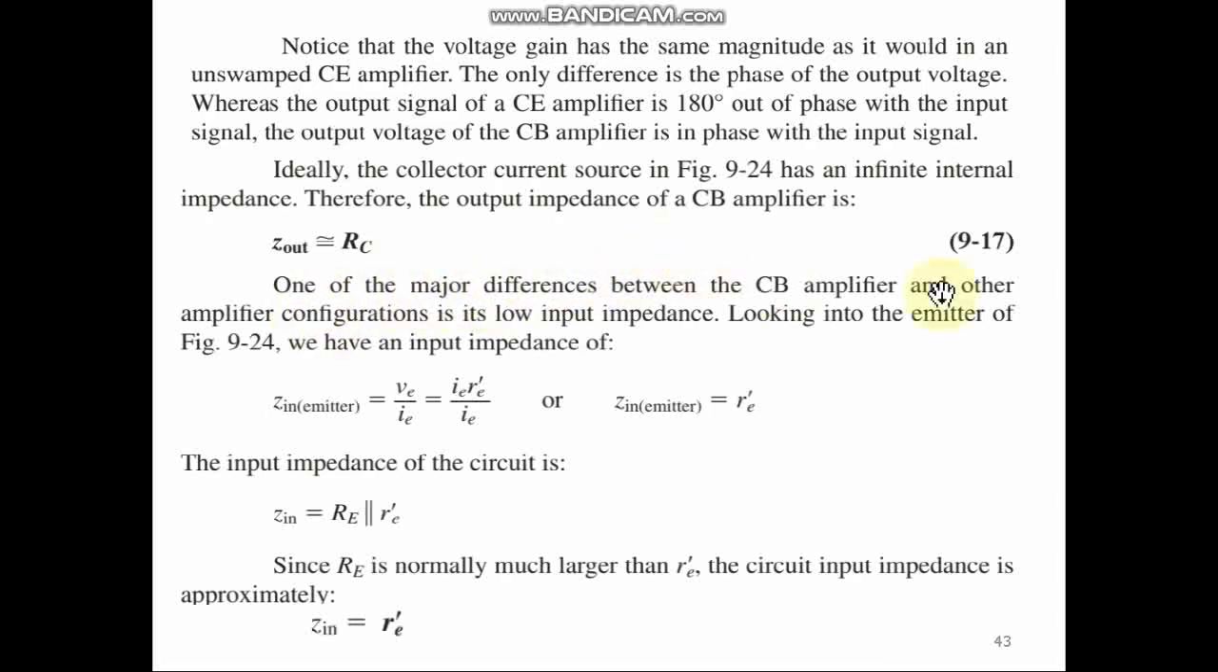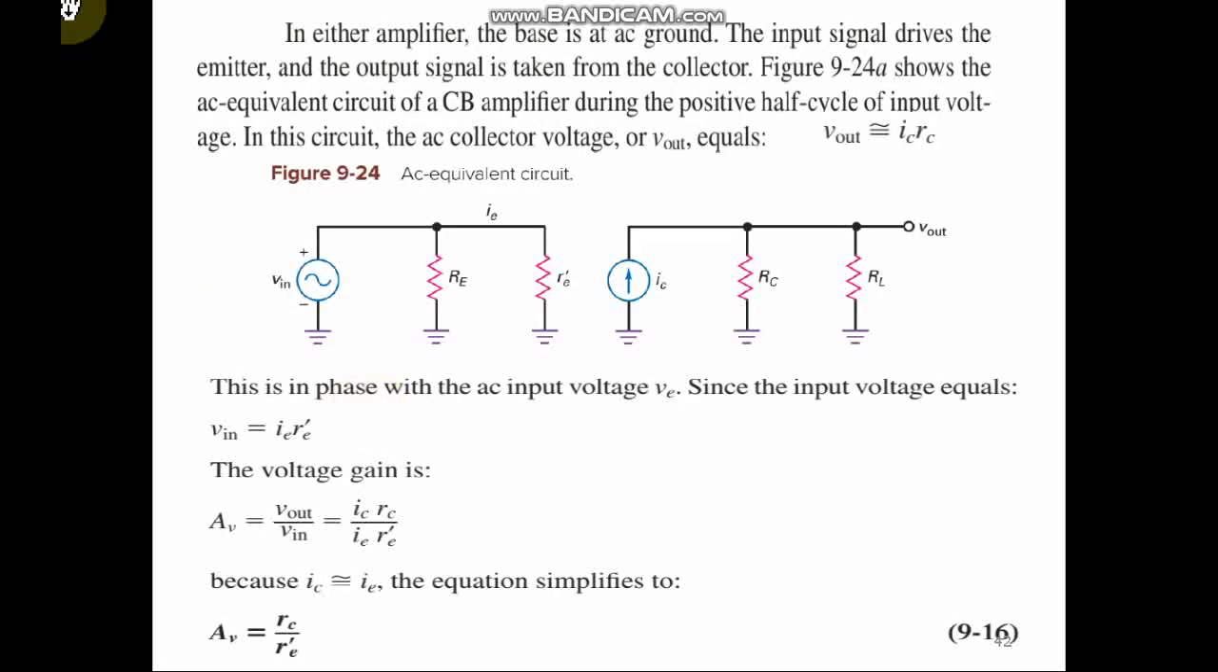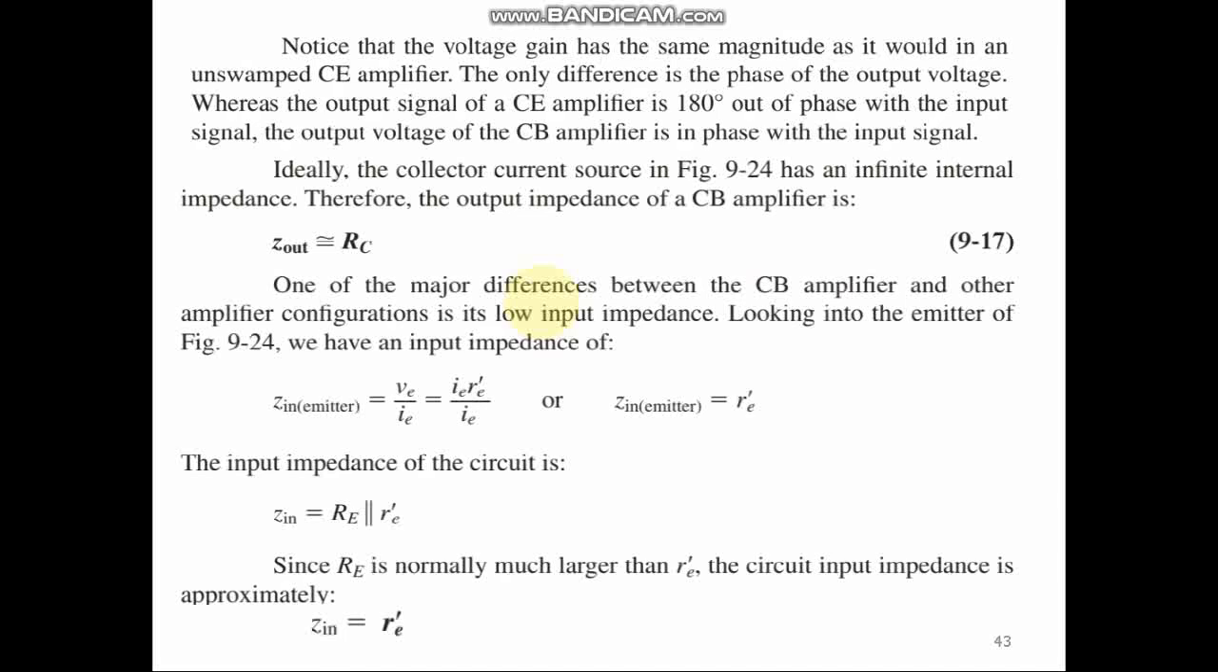One of the major differences between the CB amplifier and other amplifiers is its low input impedance. Looking into the emitter, we have an input impedance of VE upon IE. So what is VE? It is IE RE dash, divided by IE, that is equal to RE dash, and we know that the RE dash value is very low. So the input impedance of the circuit, the ZE, will be RE parallel RE dash.